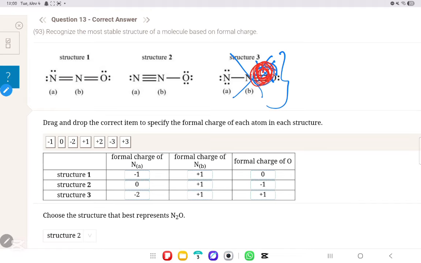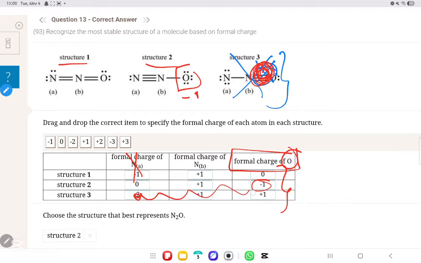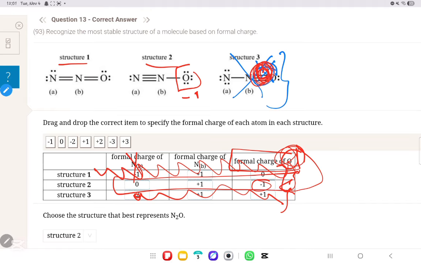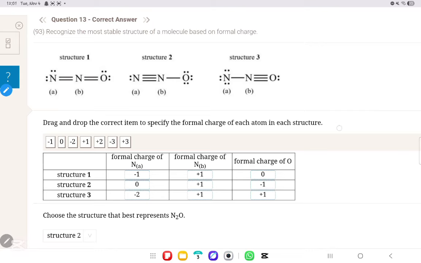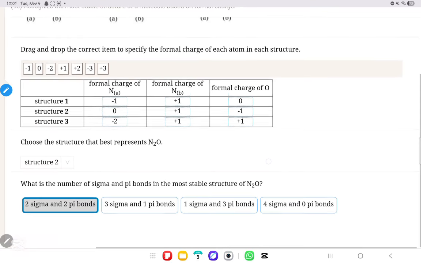Now, between structure 1 and structure 2, you need to take the most electronegative atom, which in this case is oxygen. You need to make sure that it holds the lowest charge. What's the lowest charge? -1. Here the lowest charge is on the wrong atom, so we don't want this. The lowest charge is also here, so we don't want this. So we'll eliminate structure 3 and structure 1. We're left with oxygen, the most electronegative, carrying the negative charge. This is why structure 2 is the best option.